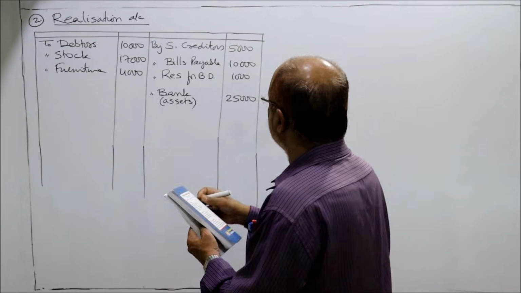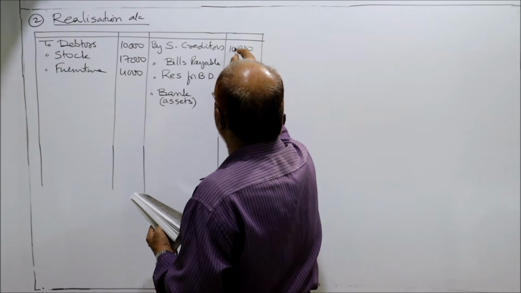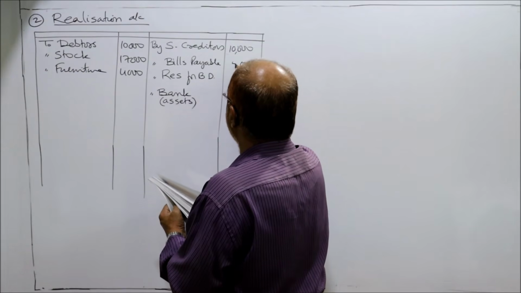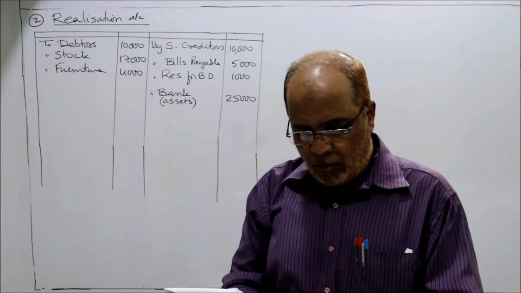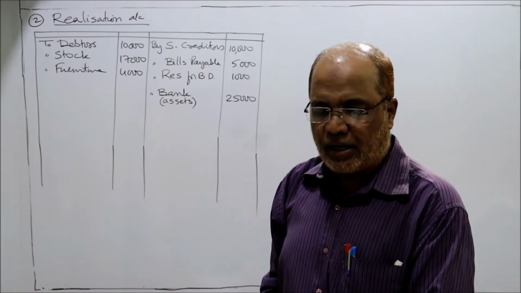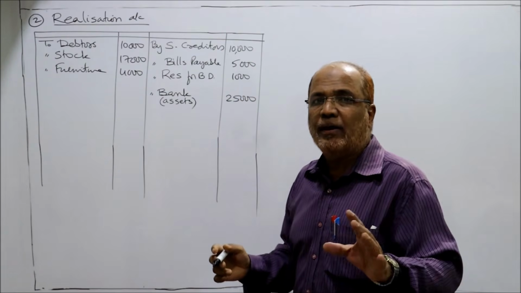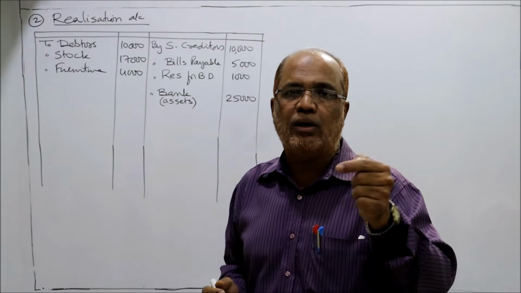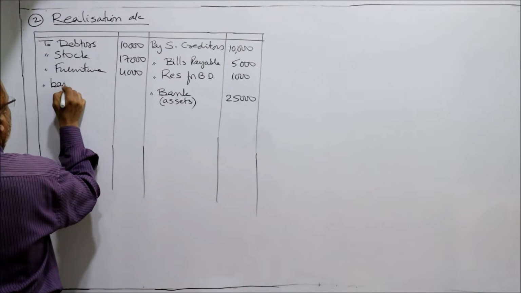Creditors are 10,000, sorry. Creditors are 10,000 and bills payable is 5,000. Rupees 9,000 were paid to creditors in full settlement. Instead of 10,000, we are paying only 9,000 to creditors. Entry will be realization account debit to bank.